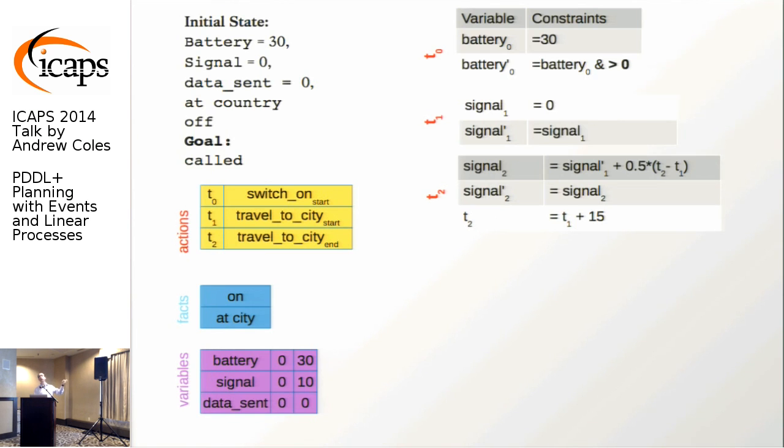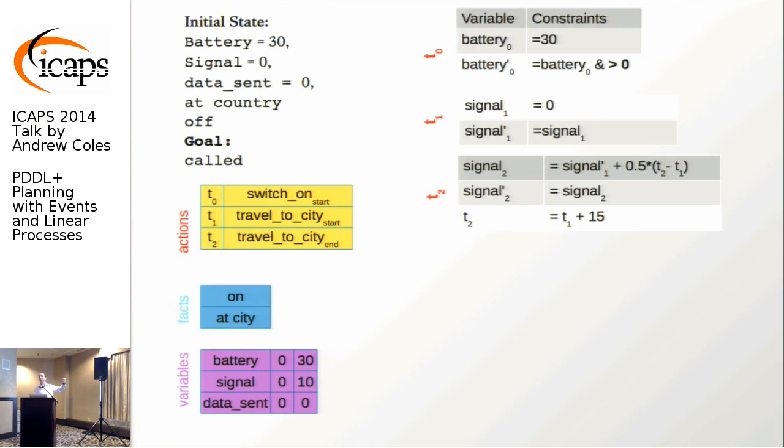well, we have to do several things. The first of all is we can now say that the signal level at point 2 in the plan is what it was at point 1 in the plan, plus 0.5 times the difference between those 2 time points. So they're sequenced, and we have some constraints on the distance between time points due to the durations of actions, and that implies what the values of the numeric variables are.